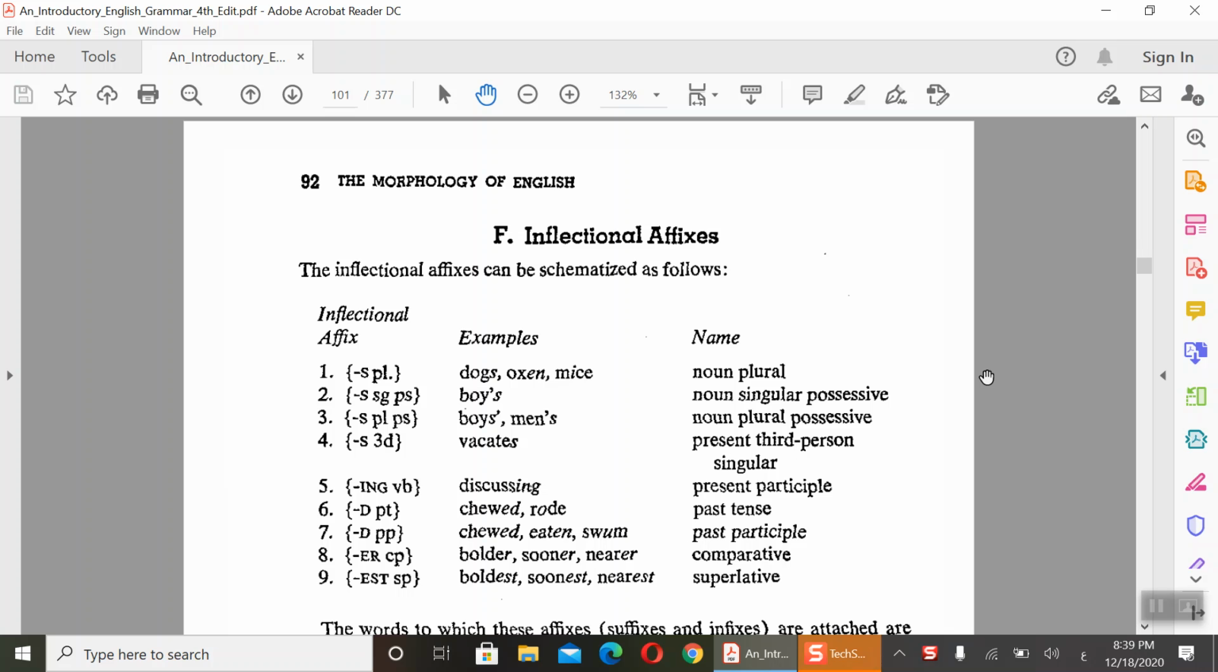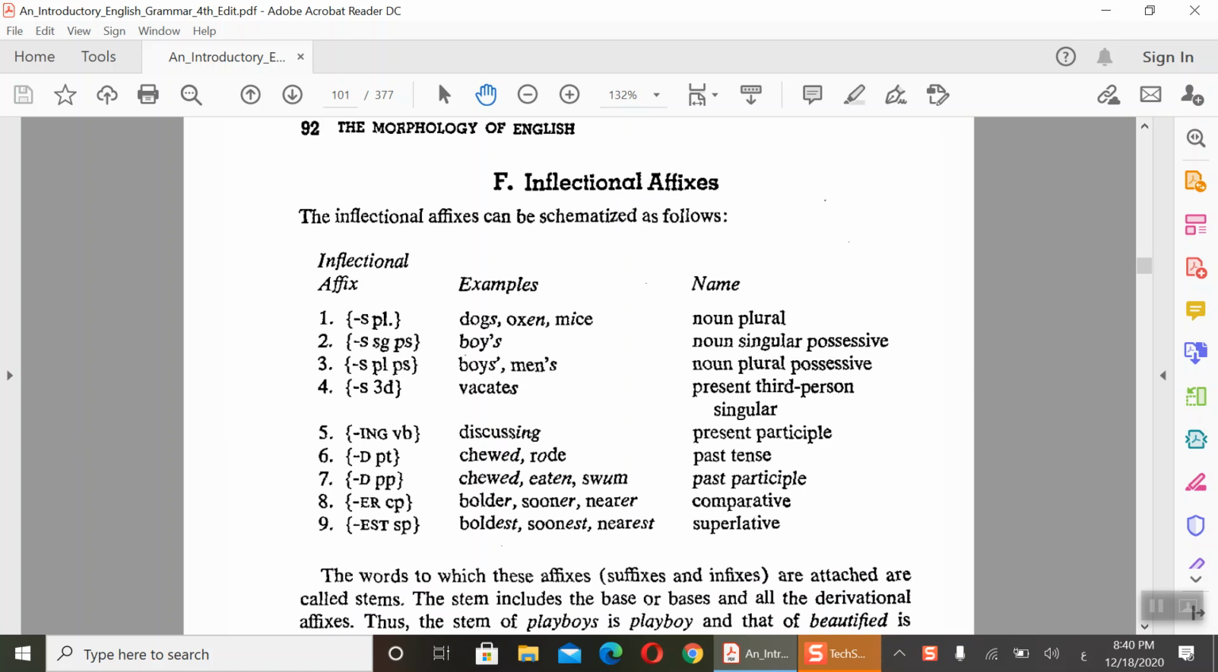Today we are going to talk about inflectional affixes. In the last two videos we talked about morphology, we talked about morphemes, types of morphemes, and also we talked about affixes. Today we have inflectional affixes and derivational affixes. So we are going to explain inflectional affixes and derivational affixes.